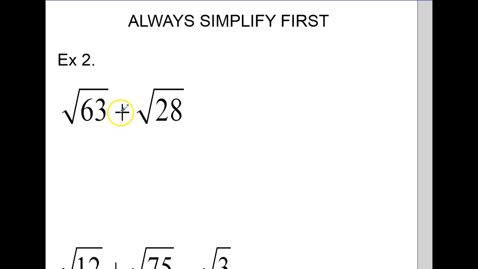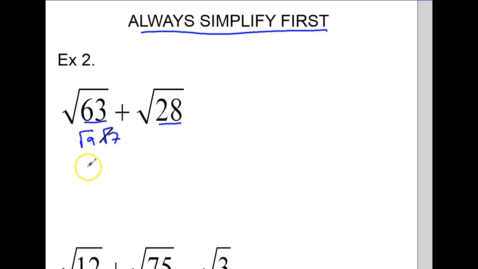I'm going to ask you to add these together. And you're going to say, but Mrs. Brady, they're not the same radicand. And I want to tell you that you should always simplify first. Sometimes it looks like you can't, but you really can. So we know that factors of 63 are 9 and 7. So what do I get here?